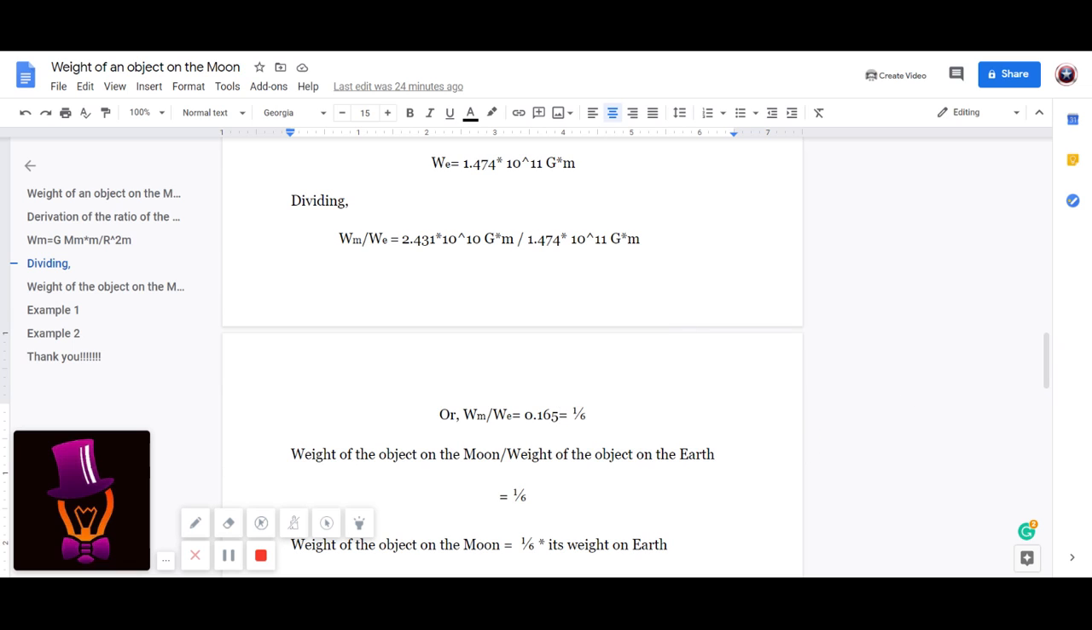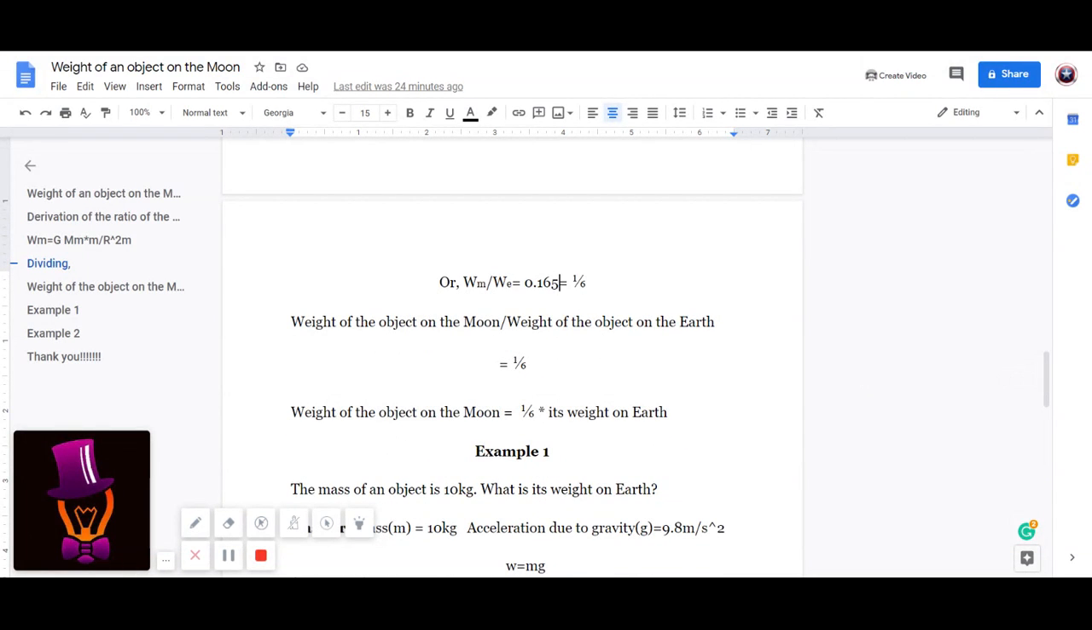So therefore, the weight of the object on the moon divided by the weight of the object on the earth is 1 by 6. So the weight of the object on the moon is 1/6 of the weight of the object on the earth. So for example, if the weight of an object is 36 Newton on the earth, the weight of the object on the moon will become 6 Newton.